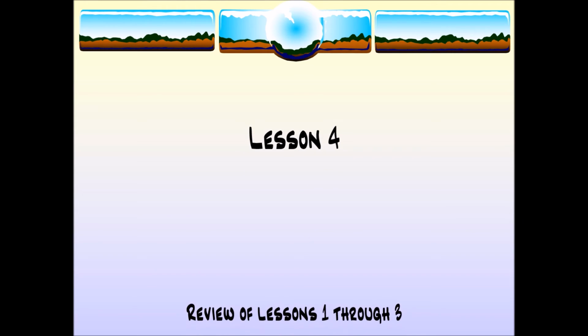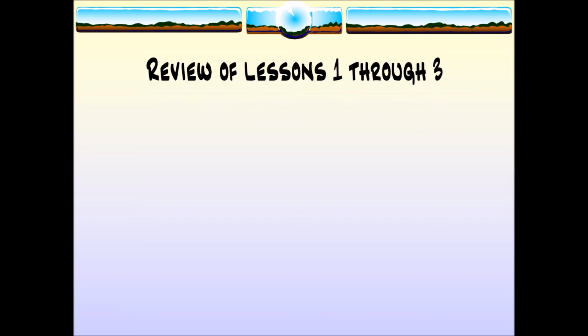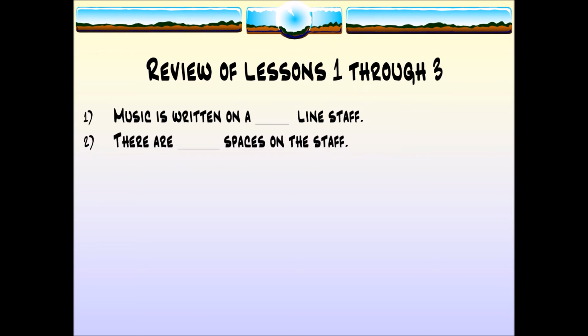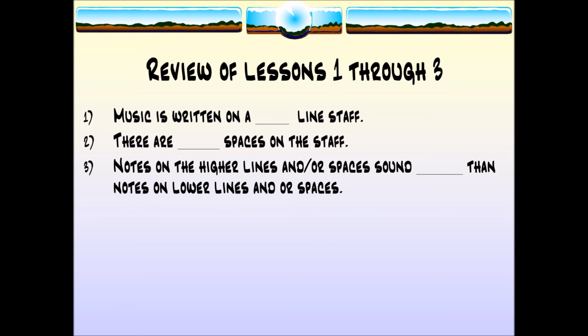Lesson 4. This is a review of lessons 1, 2, and 3. Fill in the blanks. Number 1. Music is written on a blank line staff. Number 2. There are blank spaces on the staff. Number 3. Notes higher on the lines and or spaces sound blank than notes on the lower lines and or spaces.